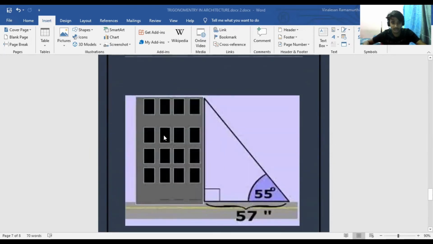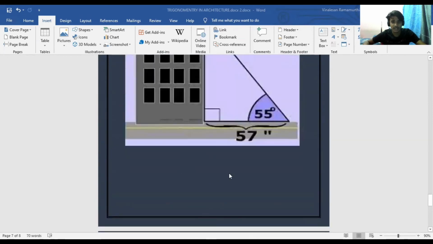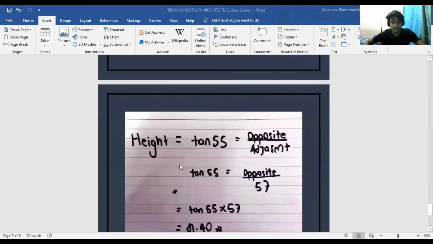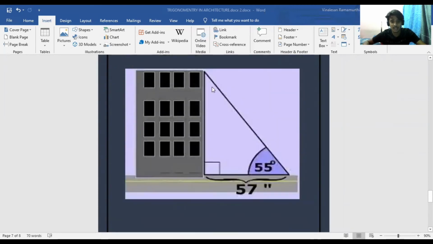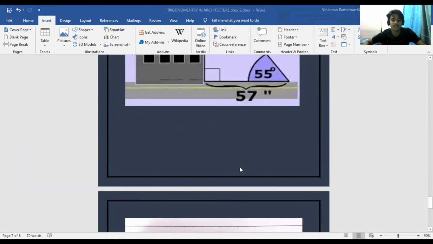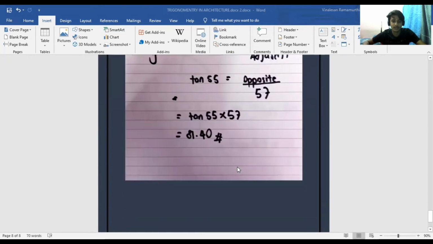Third question, we must find the height of the building. Given the angle of the triangle, which is 55, and the adjacent, which is 57. To find the height, we must use the formula tangent, which is opposite over adjacent. So tangent 55 equals opposite over adjacent, which is 57. Tangent 55 times 57, we get the height of the building, which is 81.40.